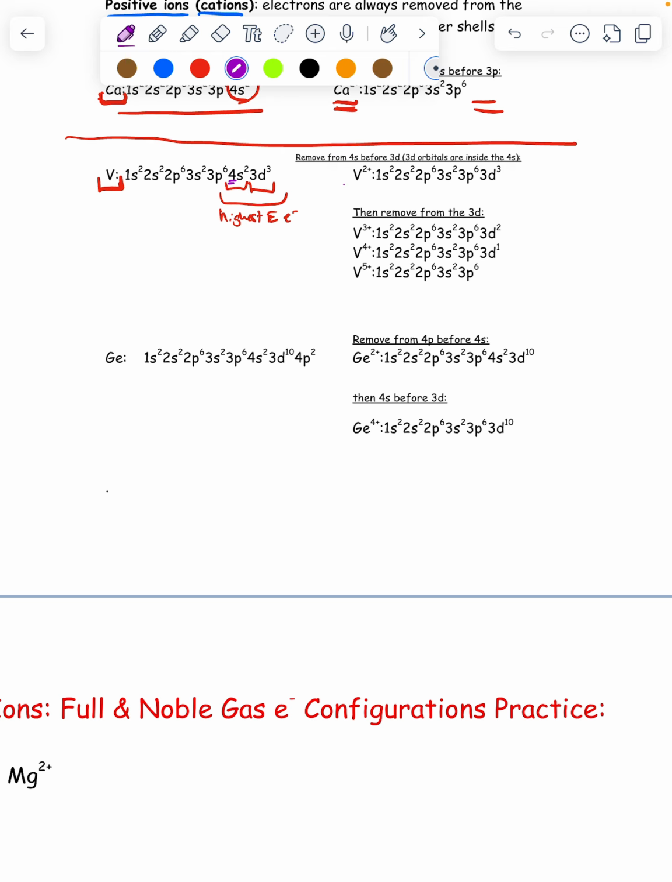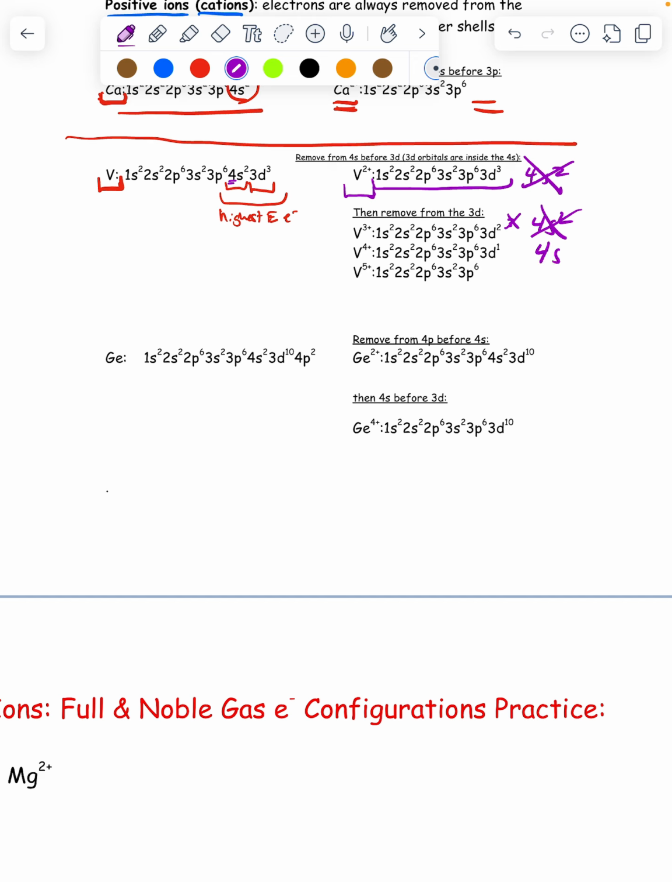So when I form a vanadium 2+ ion, I would start by just getting rid of the 4s2. I need to remove 2 electrons. There are 2 electrons in that outermost level, so I would get rid of those first. And so I'd be left with this configuration for vanadium 2+. If I go on to 3+, now I've already removed 2 electrons in the 4s2, and so then I have to start getting rid of electrons from the 3d, which is the next farthest out sublevel. So I take away 1 from 3d3, and I end up with 3d2.